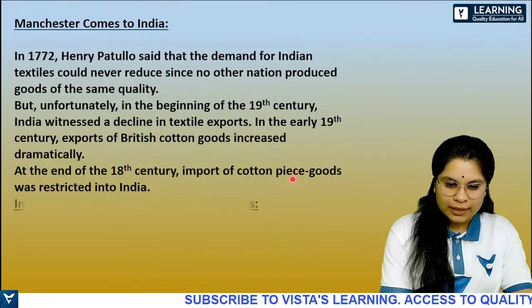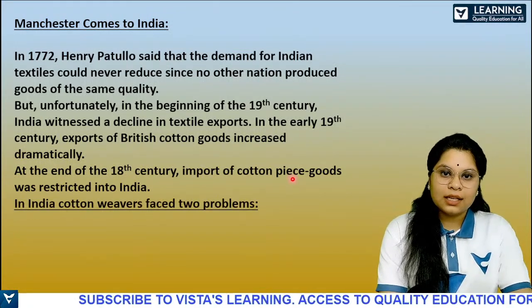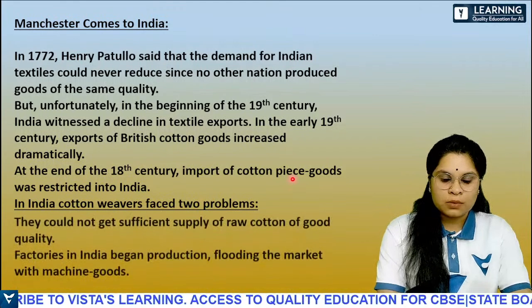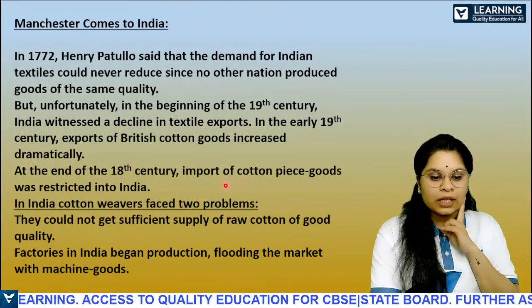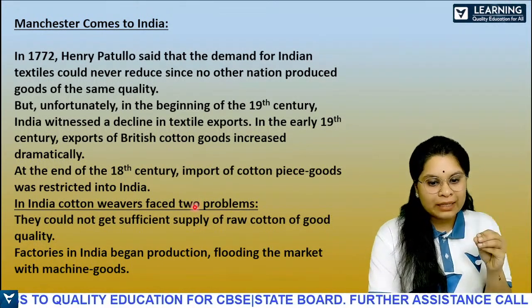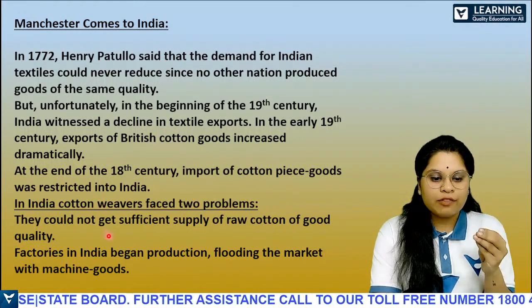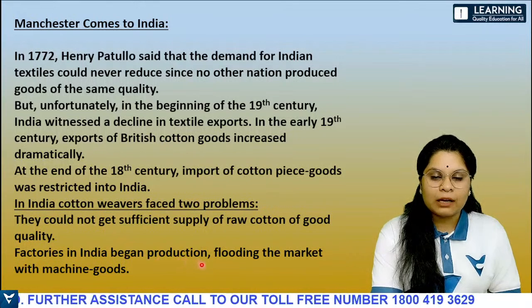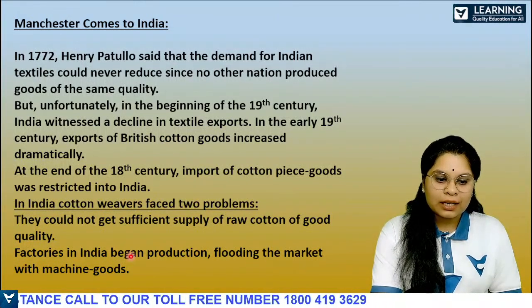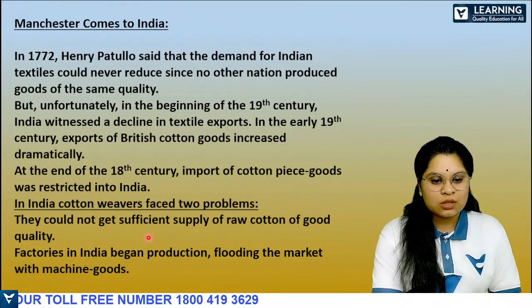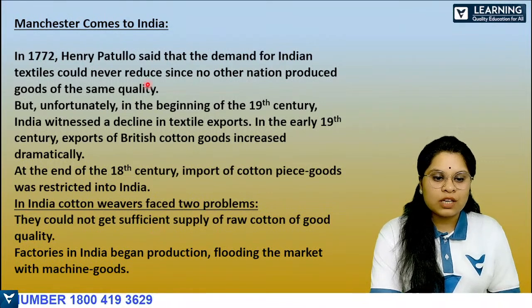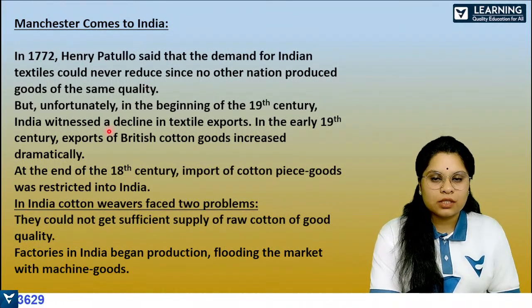Understood? Next, in India, cotton weavers faced two problems mainly. The two problems were: they could not get a sufficient supply of raw material of good quality, and factories in India began production, flooding the market with machine goods. So these were the two problems faced by the common weavers.